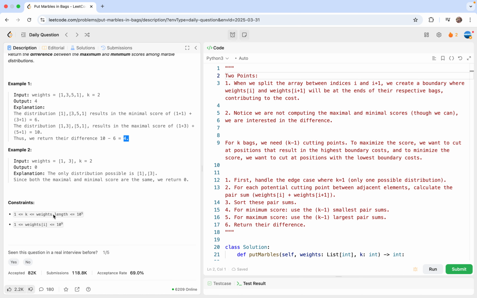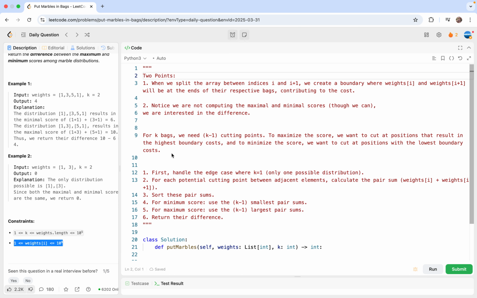So the constraints are the following. Here I'm going to focus on the first one. The length can be as long as 10 to the power 5, which means that we need to think of time complexity when we design a solution. The second one is also somewhat important because the weights are positive, right? So with that said, let's quickly go over the major points.